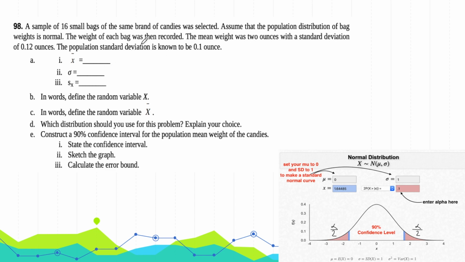All right, so step one in solving this problem is figuring out and identifying all of the important information that we need. We know that our mean weight was 2 ounces, so that's our x bar. What is our known population standard deviation? Exactly, 0.1 ounces. And we were also given the standard deviation of that single sample. Let's write that down too. That was 0.12 ounces.